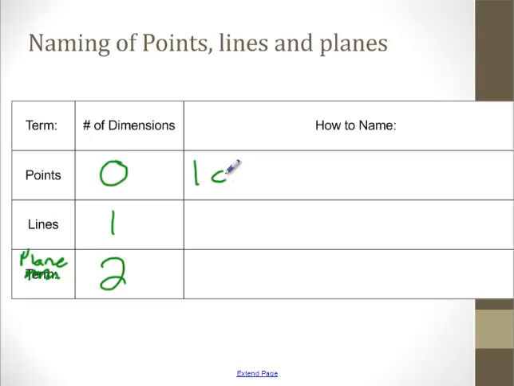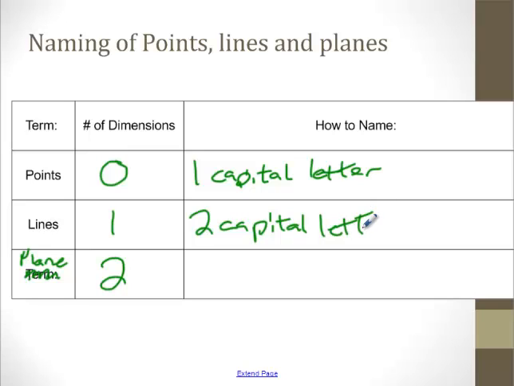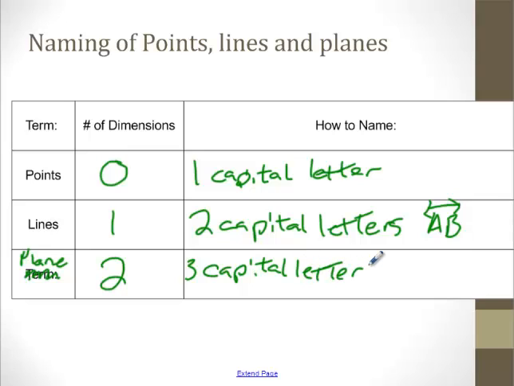Okay, so how do we name it? Points, 1 capital letter. Lines, two capital letters, and when we name that, we actually put arrows above it to show that it was a line, and a plane was three capital letters, like plane AB. Well, I already started, so plane ABD. Now, that doesn't have any lines above it because it's a plane.